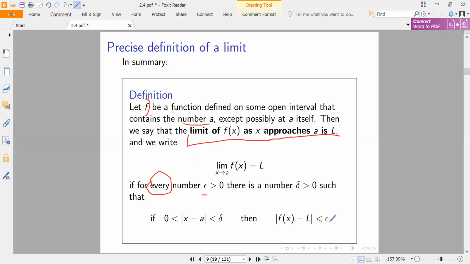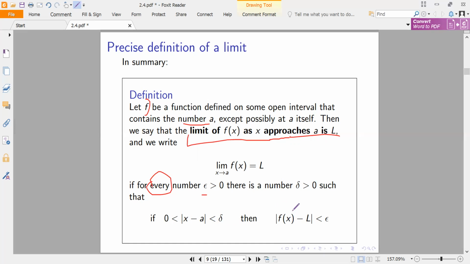So remember, this is an if-then. If x is close to a, then f of x will be close to L, right? That's what we said that time when we were talking in vague terms. So right now we're saying that if the absolute value of x minus a is less than delta, then the absolute value of f of x minus L will be less than epsilon. I hope that is clear.